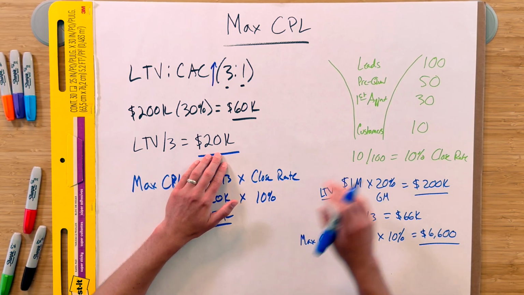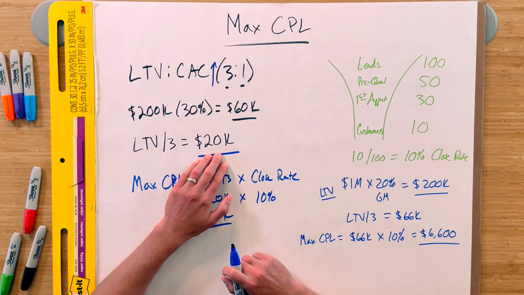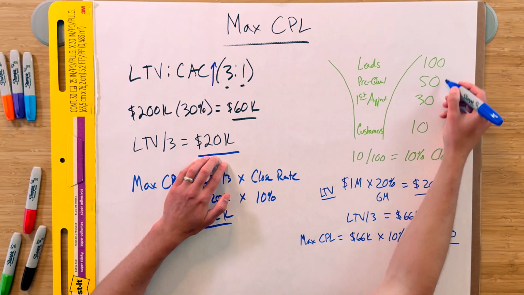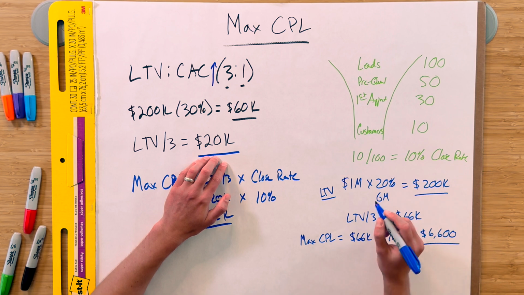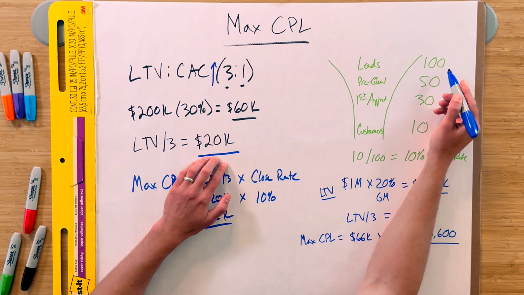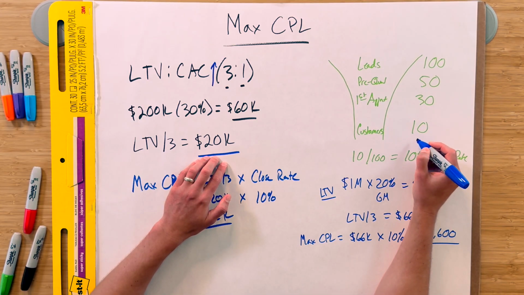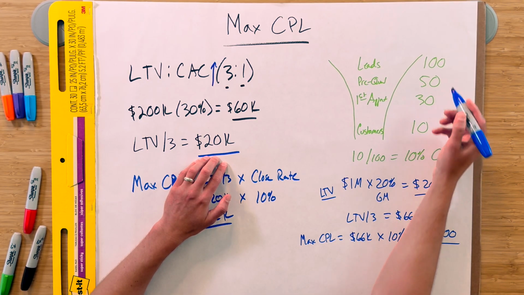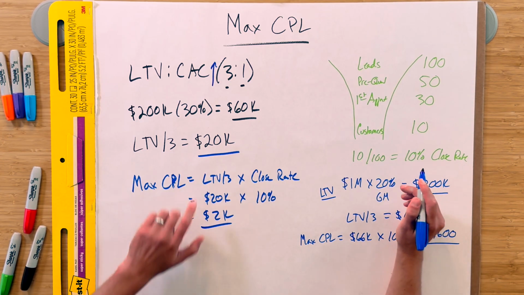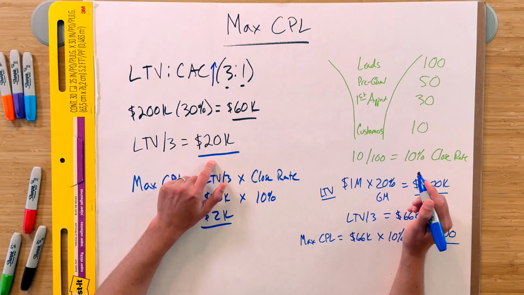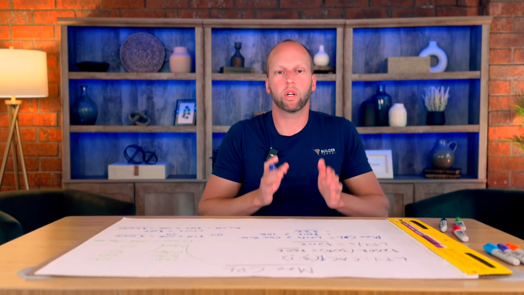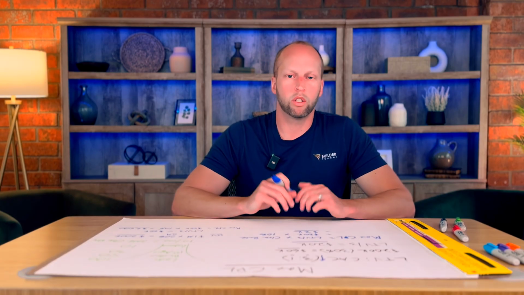Then, once we have this number, we just want to know what's our close rate. What's our close rate from leads to customers? You don't have to break it down into the entire funnel. You just need to know customers that you acquired and leads at the top. A simple way to do this is how many customers have you closed in the last 12 months and how many leads came into the system in the last 12 months, and that'll give you your close rate. Take LTV divided by 3 and multiply it by your close rate. That's it. Now you know the most you can afford to spend on lead generation in terms of a cost per lead basis.